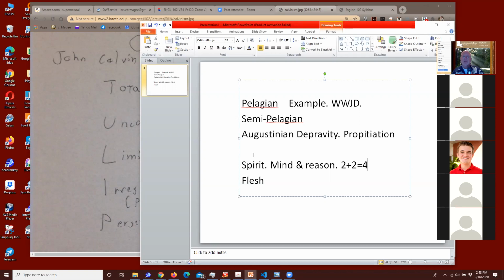But for the Calvinists, the mind, the reason, the spirit, these are also fouled up by the fall, so that we are marred in our minds, in our spirits, as well as in our reason. And in fact, the worst sins are the spiritual ones.